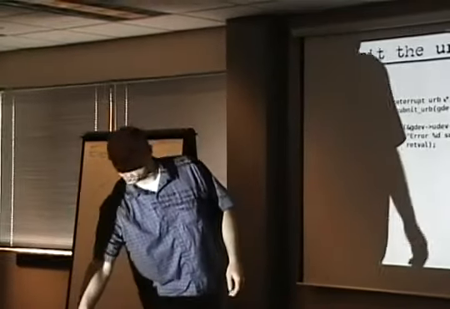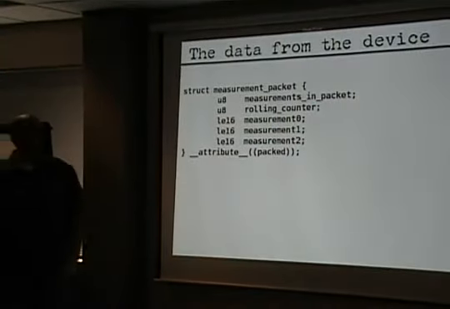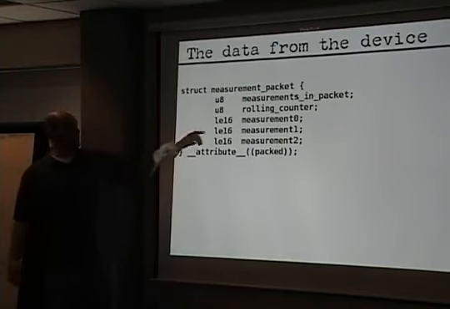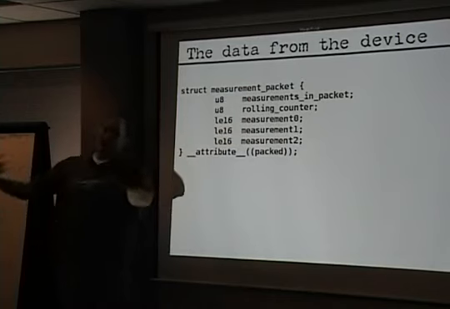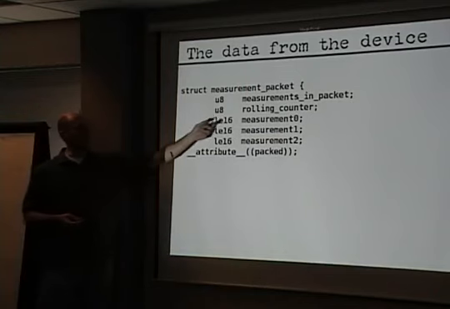When it fires, it'll spit some data back. Now we know, because the manufacturer told us, what data comes back. It's going to be 8 bytes big, and here's the structure: the number of measurements in this packet, a rolling counter so you can see if you missed any measurements, then measurement number 0, 1, 2. This is their structure for all their different types of devices. For this little thermometer, we only care about the first measurement.